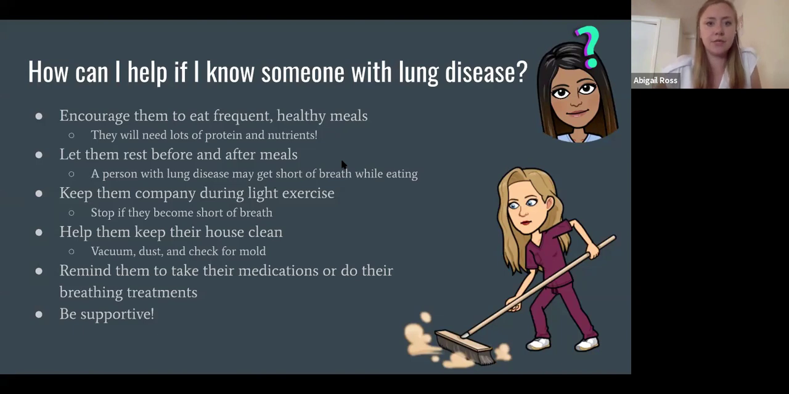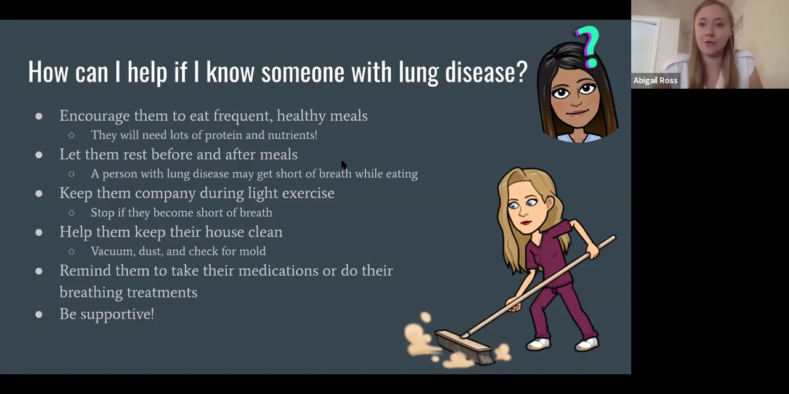Also help keep their house clean. I mentioned vacuuming, cleaning drapes and clothes regularly. That can be really helpful. Dusting too. Dust can be really irritating, even if you have asthma or just allergies. And check for mold, because mold is also one of those things that can trigger bronchitis or allergies, or really irritate the lungs of somebody with a pre-existing lung disease. And try to remind them to take their medications or do their breathing treatments if they have them, and just overall be supportive.